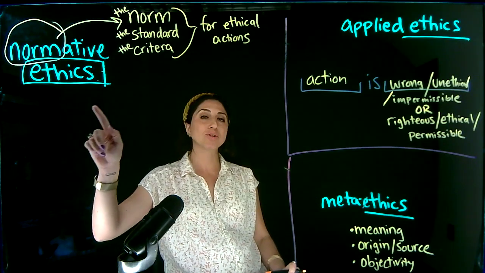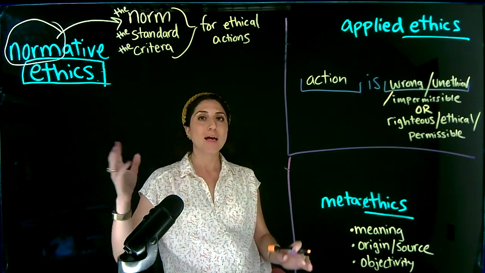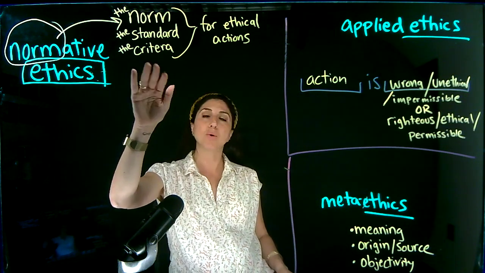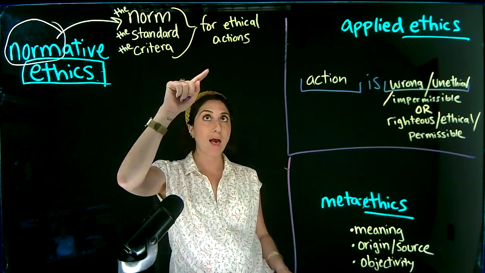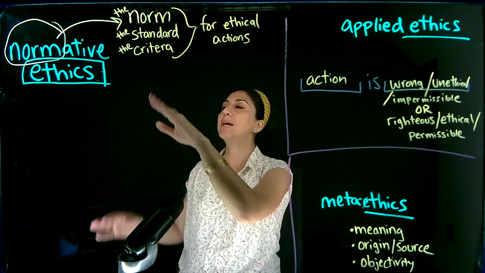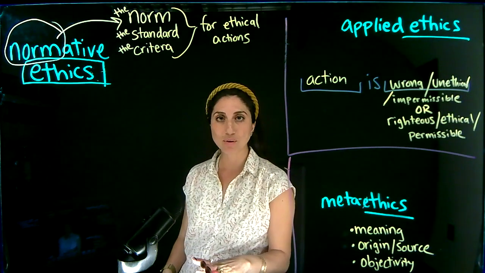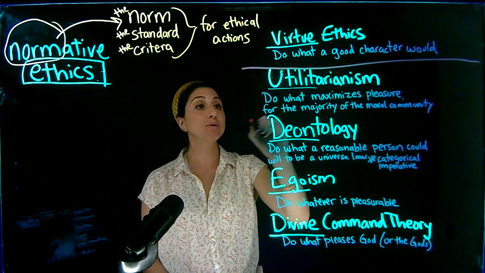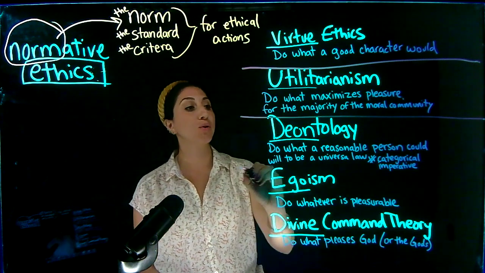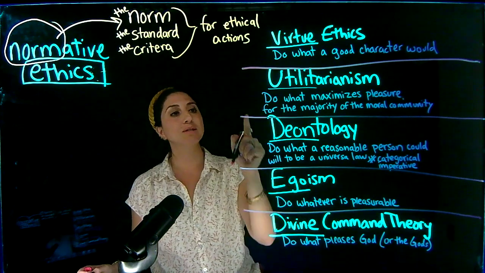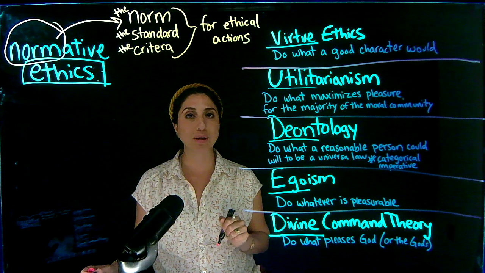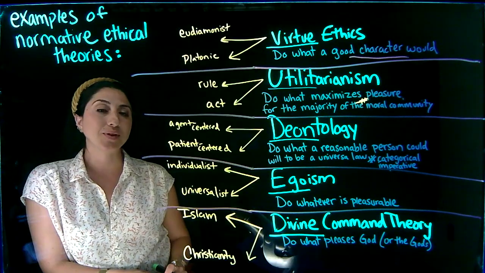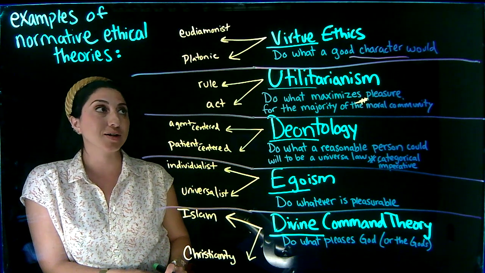In normative ethics, you're studying the different theories that each tell you what the norms are, or what the standards are, or what the criteria are for ethical action. Let's dig deeper into some examples of normative ethical theories and how they are related. Here are a few examples of some normative ethical theories, and each one of these tells you that the standard is based on a totally different concept. What I want to do is show you what they have in common and how they're different.